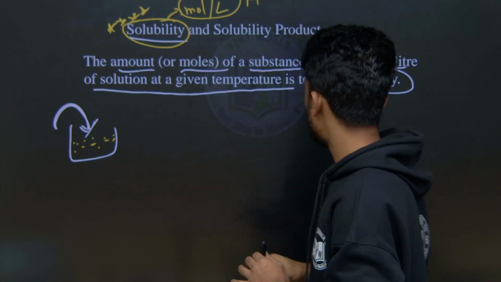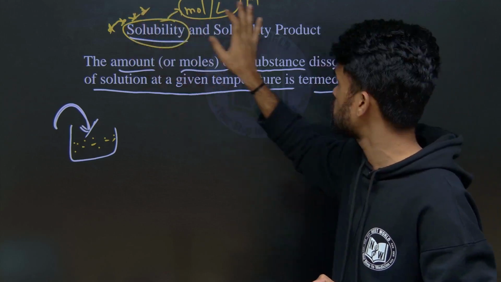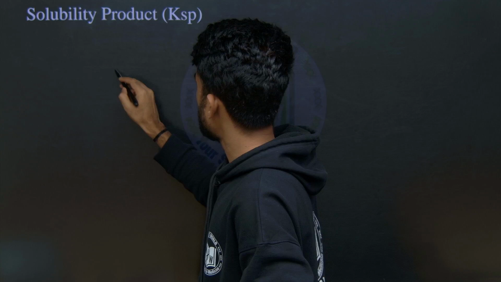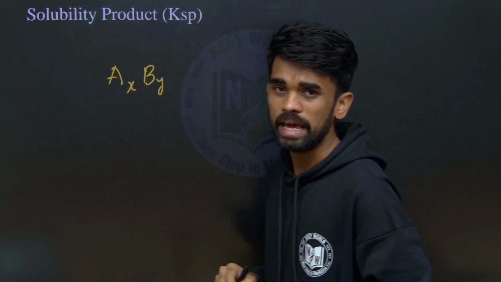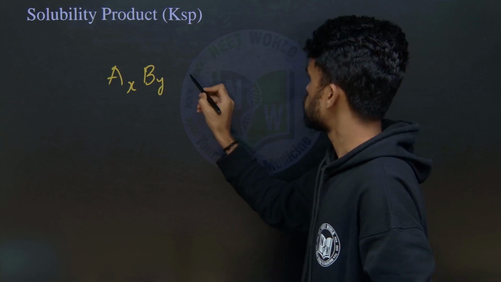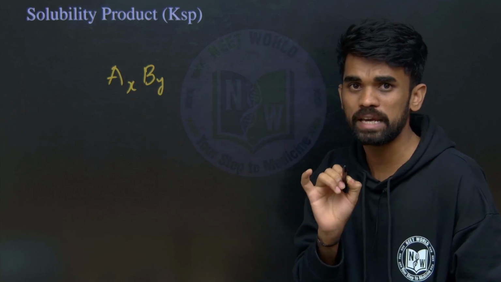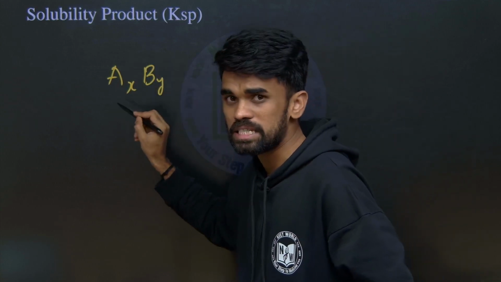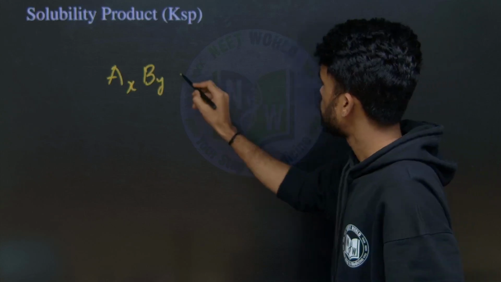So let us take one example and discuss its solubility and solubility product. Here let us say I have a salt AxBy. This salt is a sparingly soluble salt. What I am saying is that the dissociation of this salt is complete, like 100%. It means AxBy will dissociate.